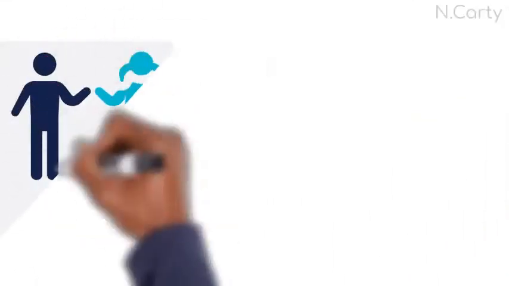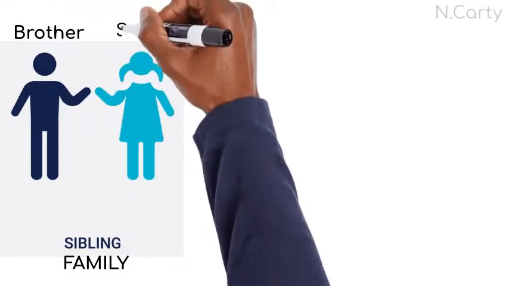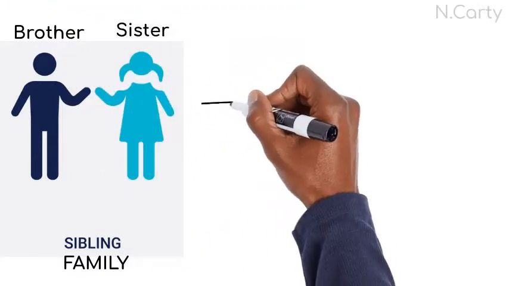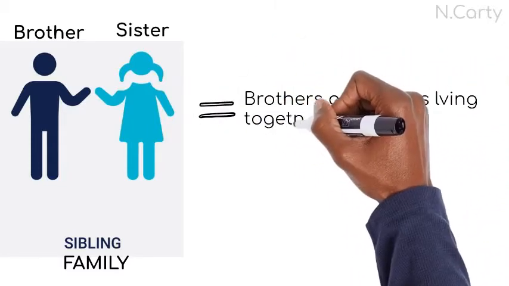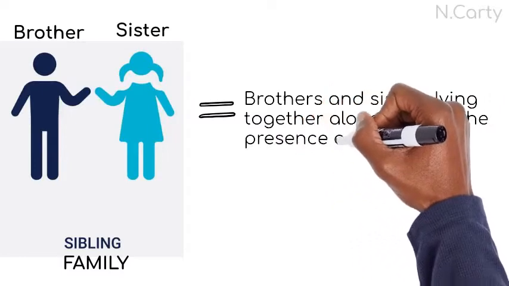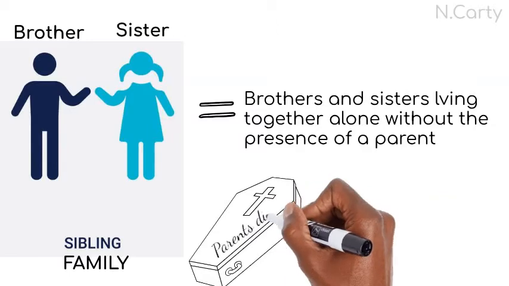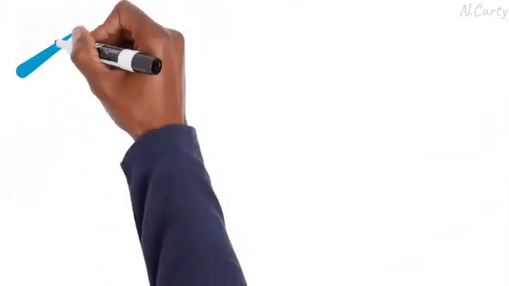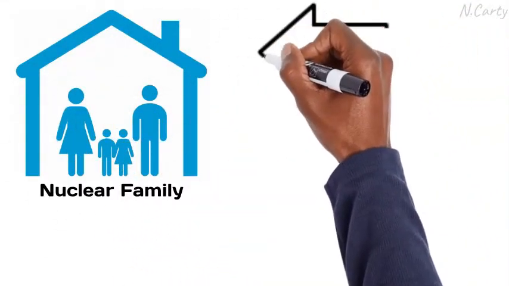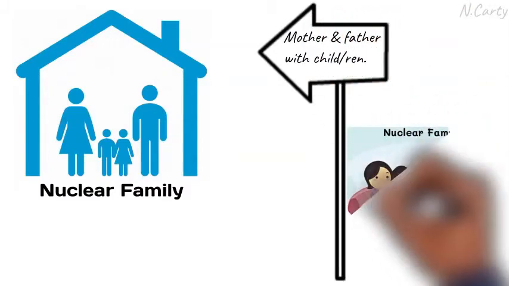What is a sibling family? It is important to note that a sibling is a brother or a sister. Therefore, a sibling family may be defined as a family that consists of brothers and sisters living together alone without the presence of a parent. Nuclear family. A nuclear family consists of mother and father with child or children.